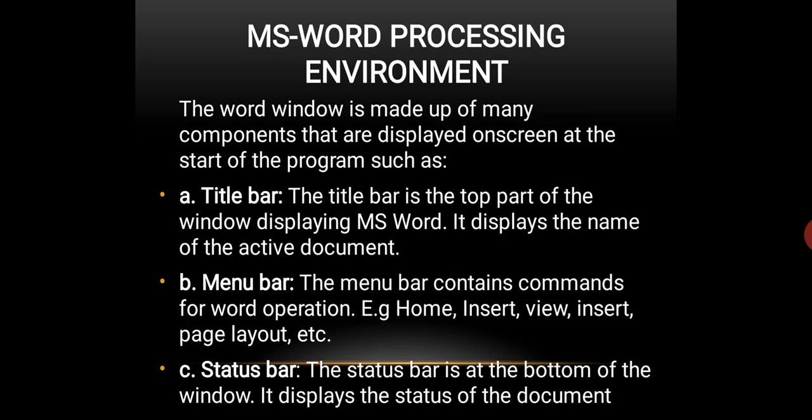Now we have the status bar. The status bar is the bar at the bottom of the document window. It displays the status of the document. This status bar shows us documents that are active, currently in use.